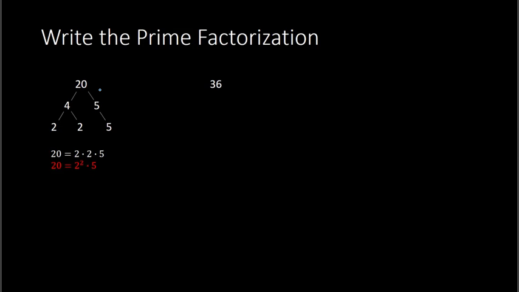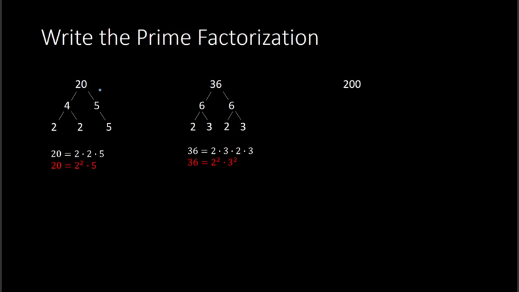Another example, we have 36. 36 is composite and can be broken down as a product of two numbers. We could do 6 times 6 to equal 36. And then 6 is still composite, so I can break that down even further. 6 is a product of 2 times 3. So I have 2 times 3 for that 6, and then 2 times 3 for this 6. So I can think of 36 as a product of 2 times 3 times 2 times 3. Or more simply written, that would be 2 squared times 3 squared.